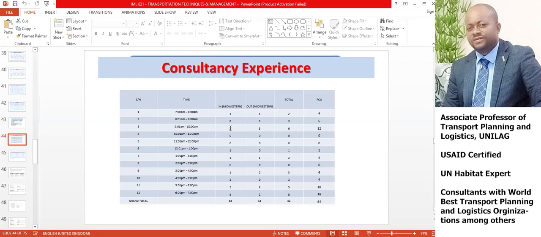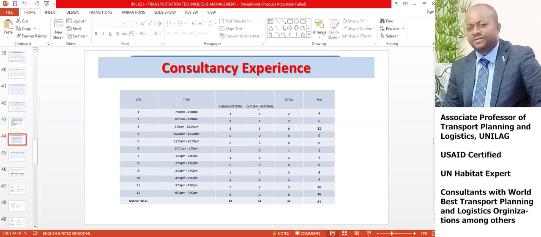Now, how many between 9 and 10? How many came in? 3. How many went out? 3. Meaning what? Now 6. If you look at this pattern very well, if you give me this pattern, I will tell you that you have a bus.